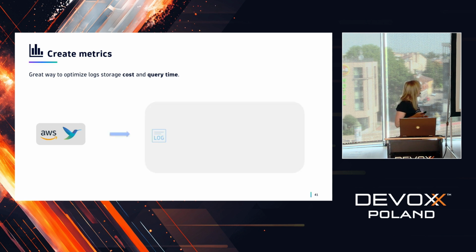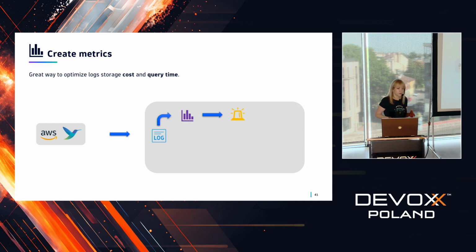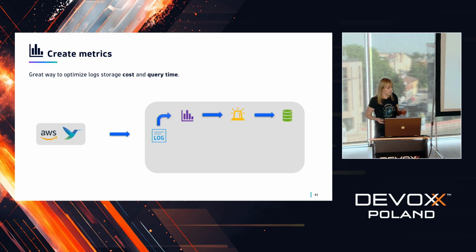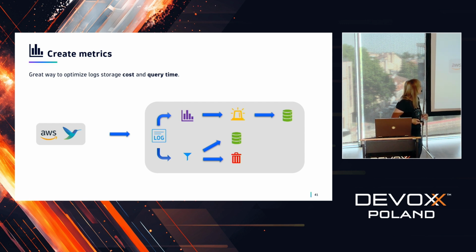Why? Because we can send our logs to some external tool. We can create metrics based on them. Based on those metrics, we can create alerting. We can store our metrics and alerts, but we don't need to store our logs. So if you are not caring about each individual log, you can just ignore it, or you can implement some additional filtering, and based on some additional attributes, you can decide if this is a log that you want to store.